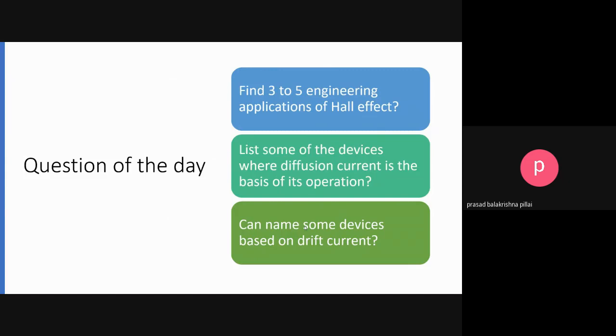Then, we have discussed two kinds of current flow. One is the drift flow and the other one is diffusion. Semiconductor devices can be characterized into two categories: devices based on drift current and devices based on diffusion current. So you have to list some of these devices which are based on drift and diffusion current. So you can try these questions and get some insight into these things. With this, I think I'll stop here today.